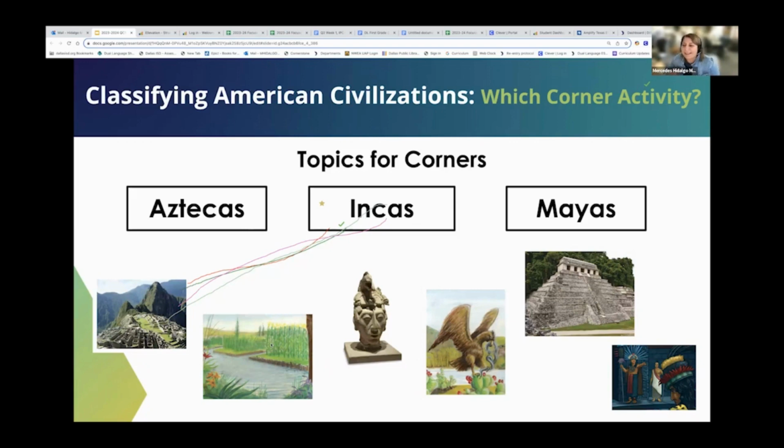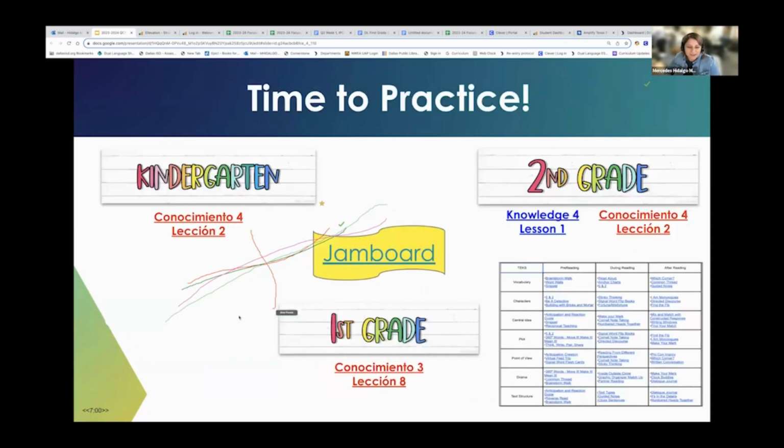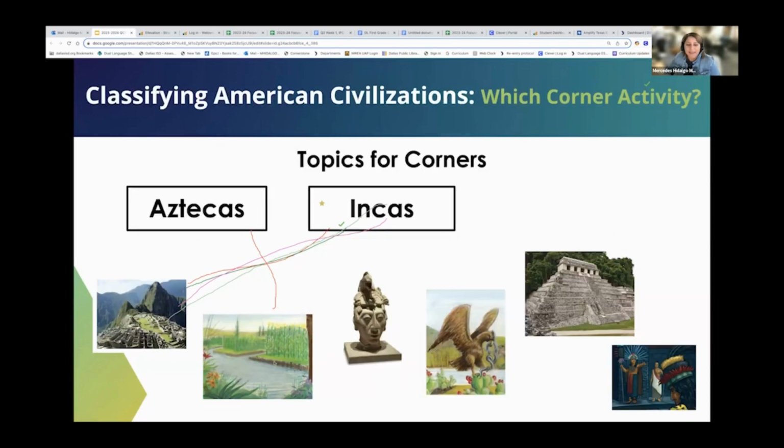Okay, this one might be a little harder. Let's look at this one. Oh, sorry. This one here, where does it belong? The second picture. Give me a mark, or you can do an arrow. Where would you have the kids walk? Which corner? Okay, exactamente. These are chinampas, and these are from the Aztec civilization.